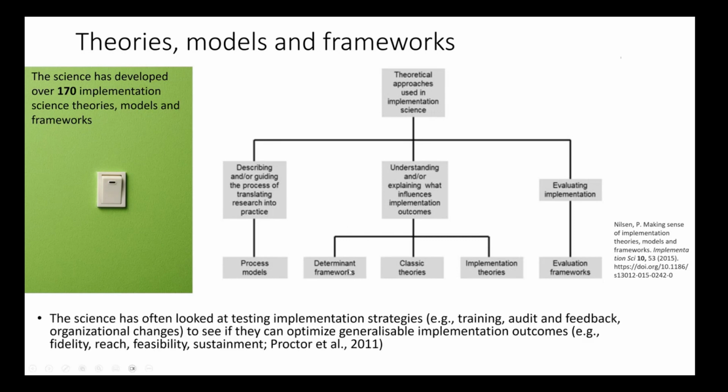The other main thing the science has done is looked at implementation strategies, and we have lists of implementation strategies, and people have been trying to test them out. It's training, audit, and feedback, organizational changes, seeing if they can apply these strategies to context to get specific outcomes. Often the outcomes we've focused on have been these more academic, generalizable implementation outcomes, Proctor's outcomes you might have heard of: fidelity, reach, feasibility, sustainment, things like that. And in a way, maybe some have been looking for the kind of magic, what's the strategy that will always work. That's the kind of thing it's been doing.